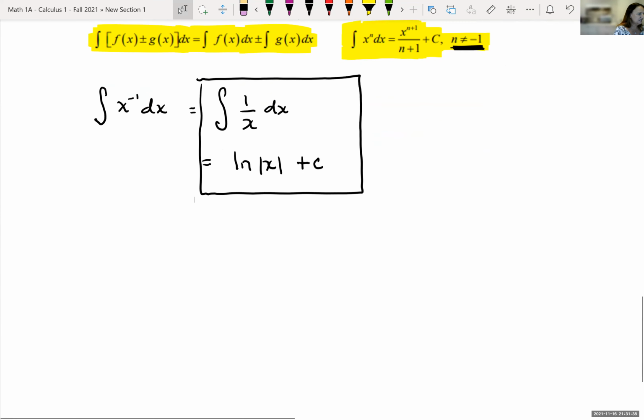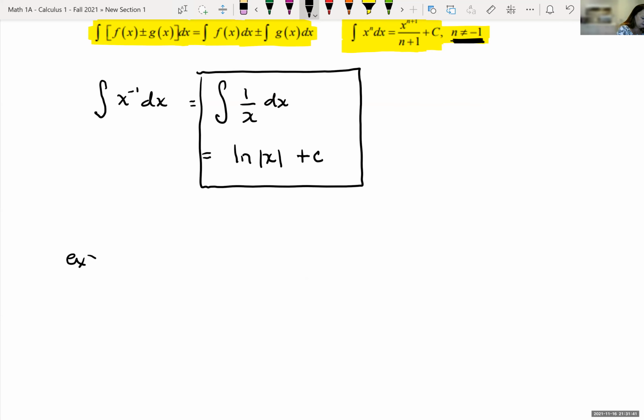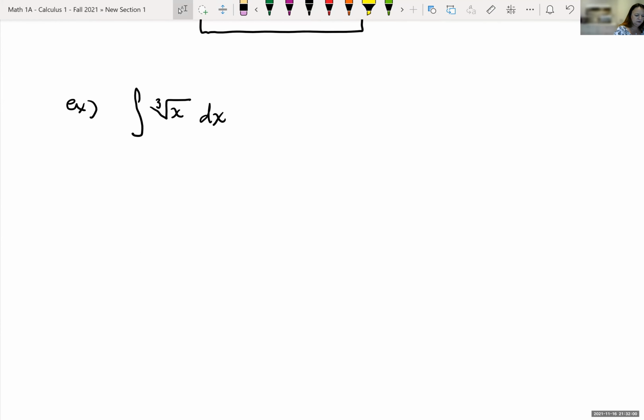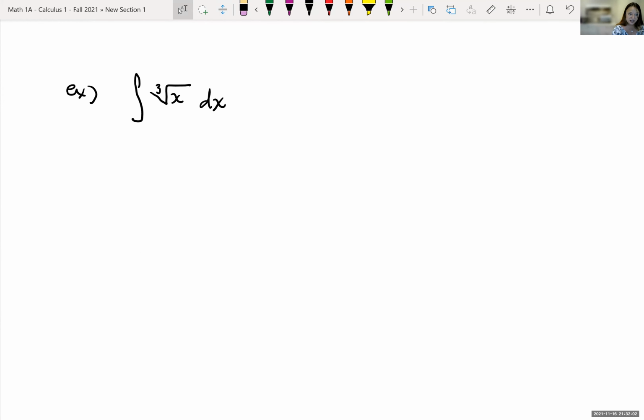Okay, so let's use this. So let's say we have the integral of the cubed root of x dx. So just like when we were taking the derivative of a function, sometimes it was helpful for us to rewrite the function. So same sort of idea here. So the integrand, which is the cubed root of x, let's rewrite it as x raised to the 1/3 power dx.